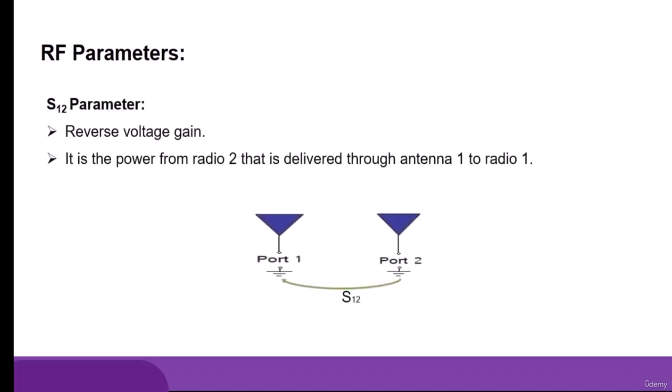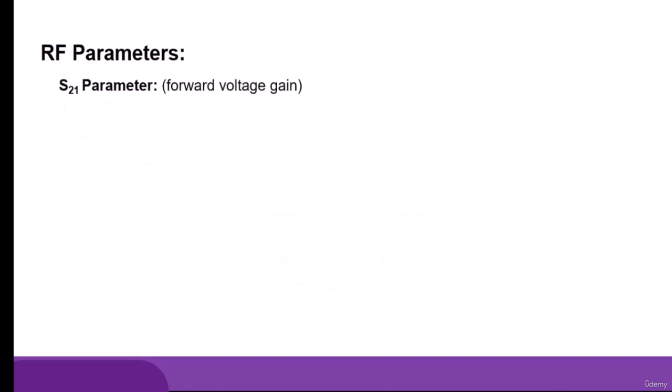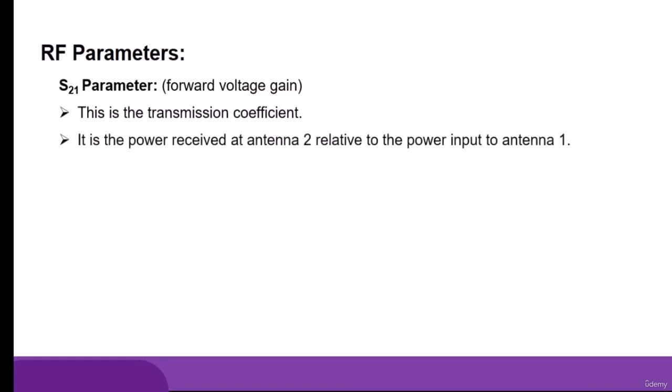The S21 parameter is the forward voltage gain in the case of a two-port system, which is the transmission coefficient. It represents the power received at antenna 2 relative to the power input to antenna 1. Now I am considering an example.